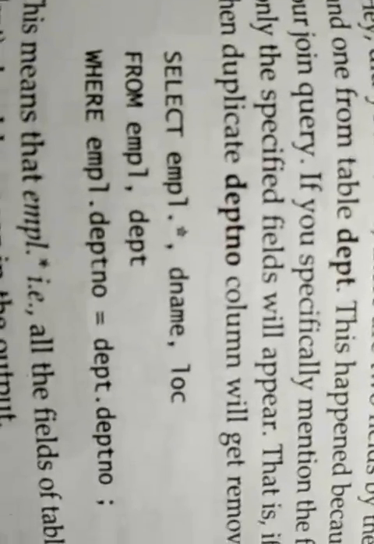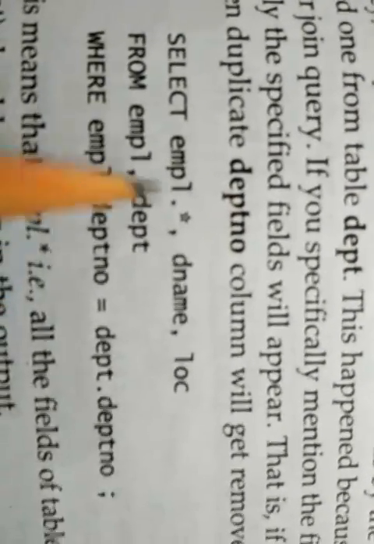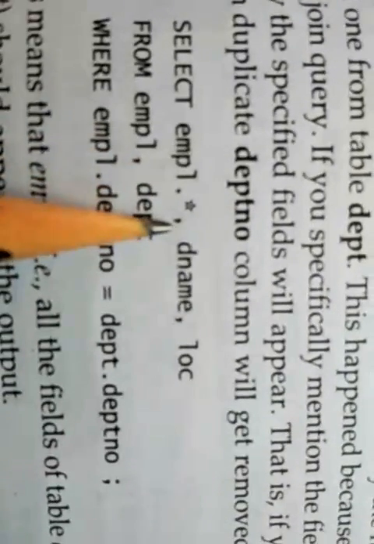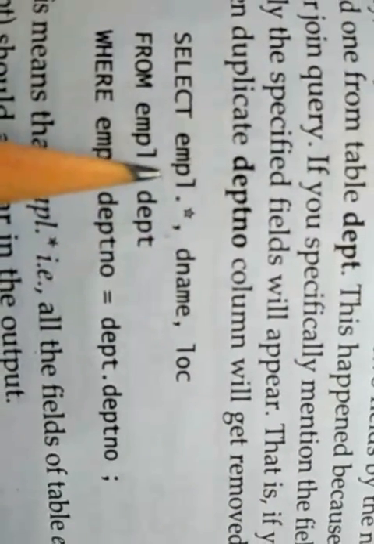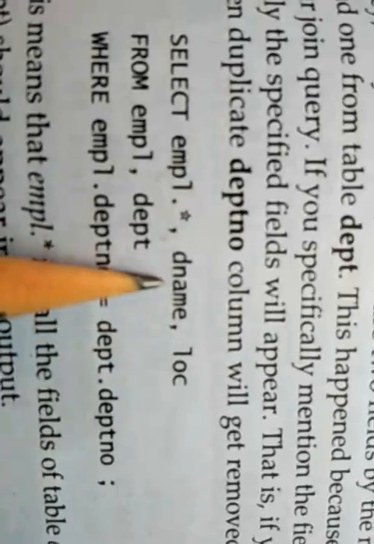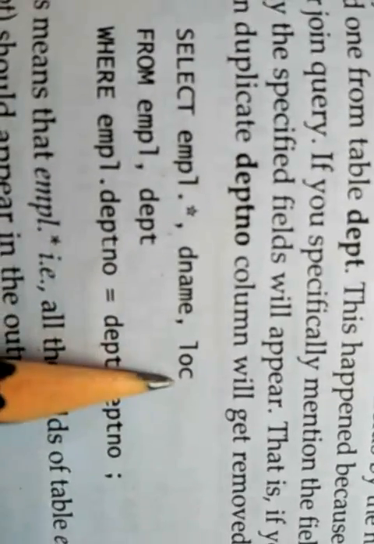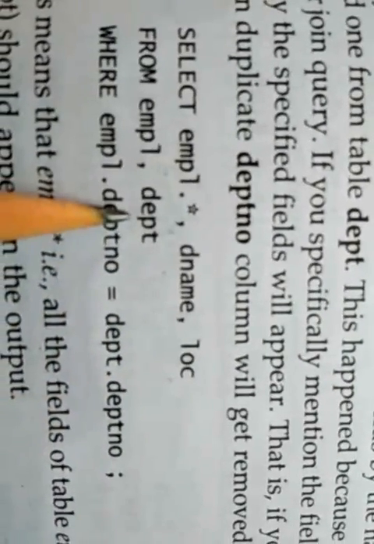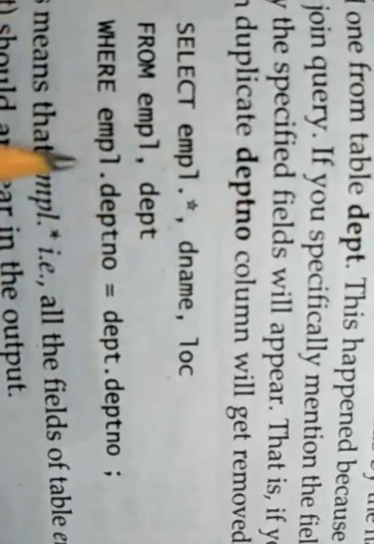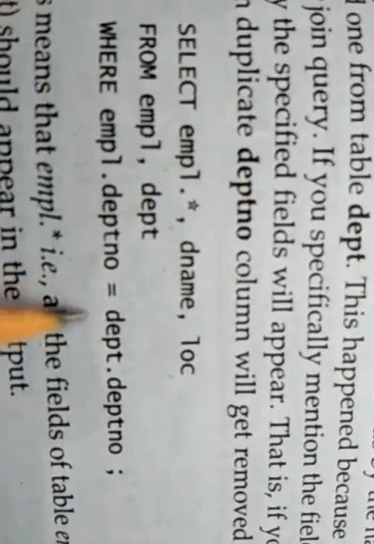So we can remove this with the help of the following query. This will be the example of this one: select employee.*, so the complete data of the employee table will be displayed, and dname and location will be from only the department table, where employee.department_number = department.department_number.